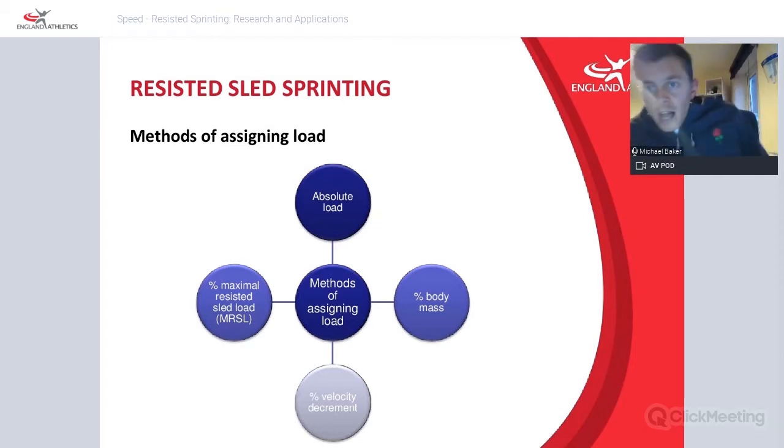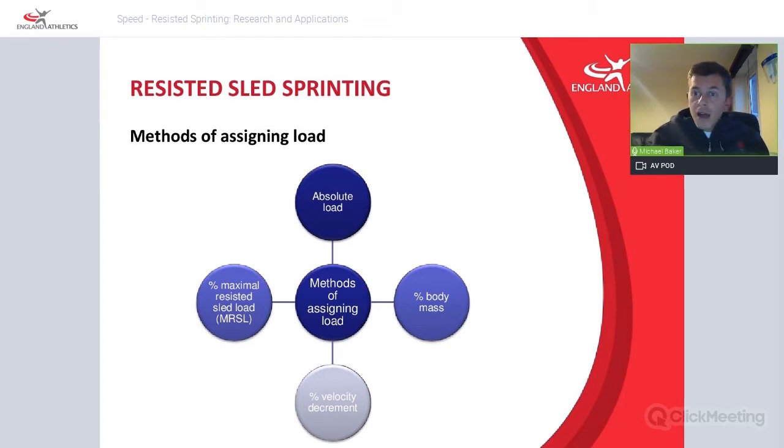In terms of assigning load, the research will often talk about 4 different methods of assigning load. So we're going to now talk a little bit more about using a sled. You've got a harness and a sled device, and then you can put different weighted plates on top of it. That's what we're going to talk about at this point.